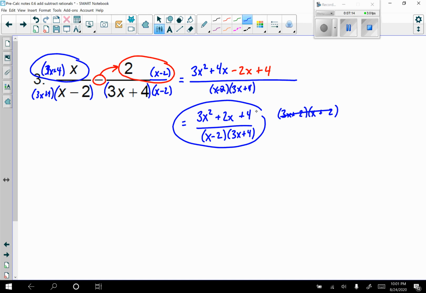All right, so we made a common denominator by multiplying the two denominators together. We just have to multiply the top by the same thing we did on the bottom on each fraction.